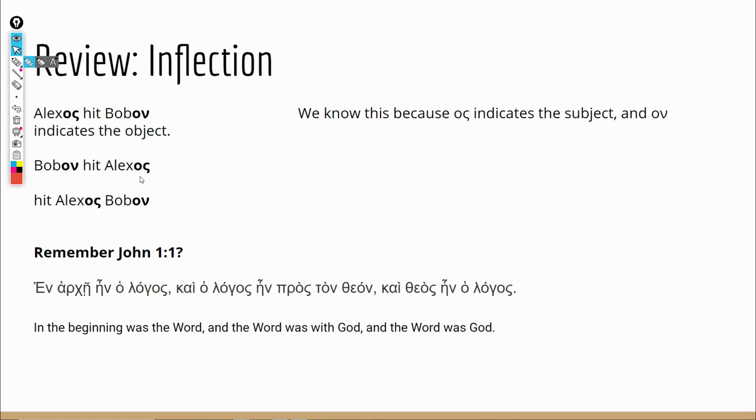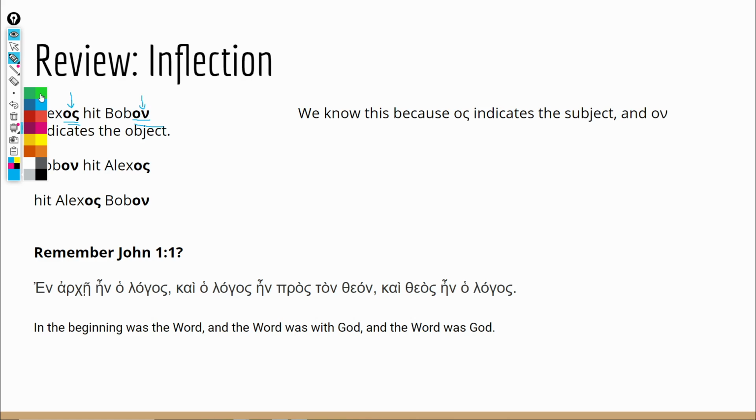So again, just a bit more review. What is inflection? Well, inflection is basically endings that Koine Greek tacks onto the end of words to indicate who the subject and the object are. So if you were here for my nouns and declensions lecture, you will know that -os indicates that the word is the subject, and -on indicates that it is the object.